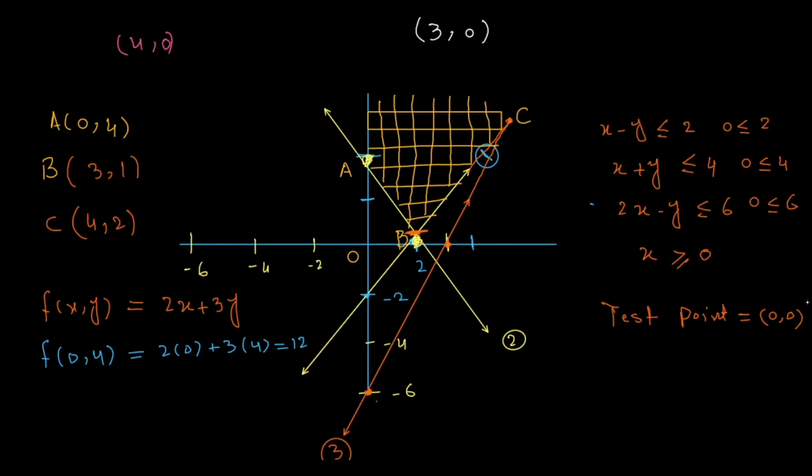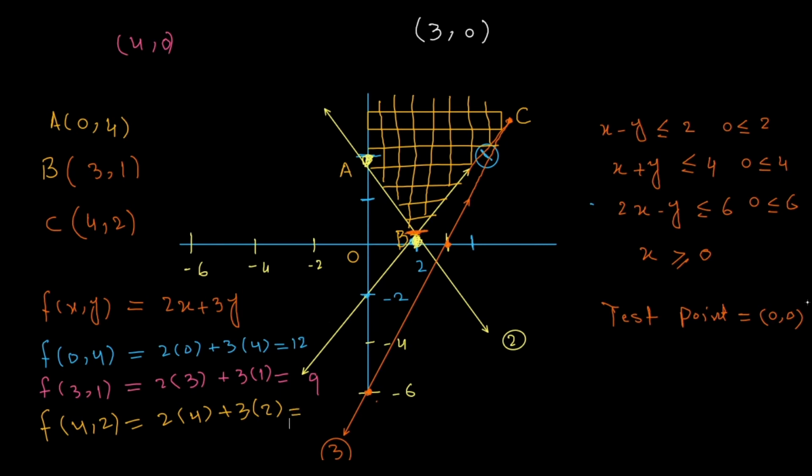In a similar way, for the next point, which is (3, 1), putting it in we get 2 into 3 plus 3 into 1, which is 6 plus 3, that is 9. In a similar way, we put the next point, f(4, 2), which is equal to 2 into 4 plus 3 into 2, and it will be 14.